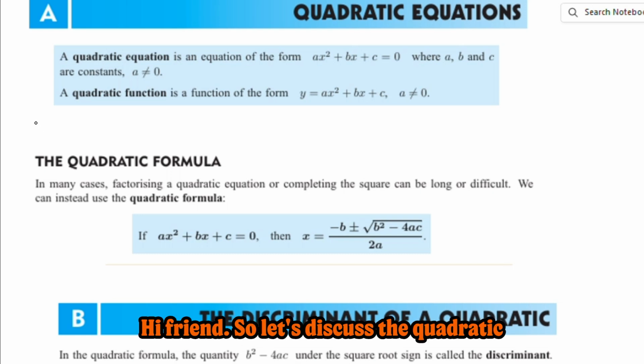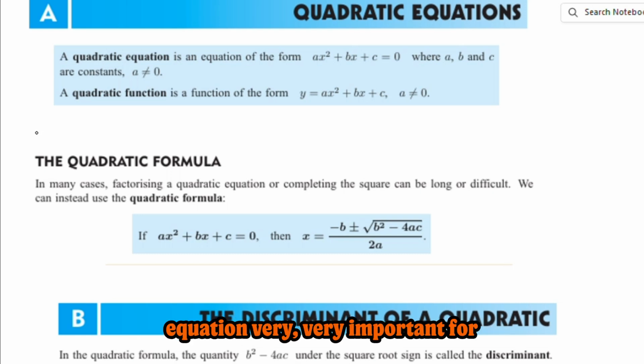Hi friends, so let's discuss the quadratic equation. Very important for IGCSE and IB board curriculum students. So let's see how we can solve this one.